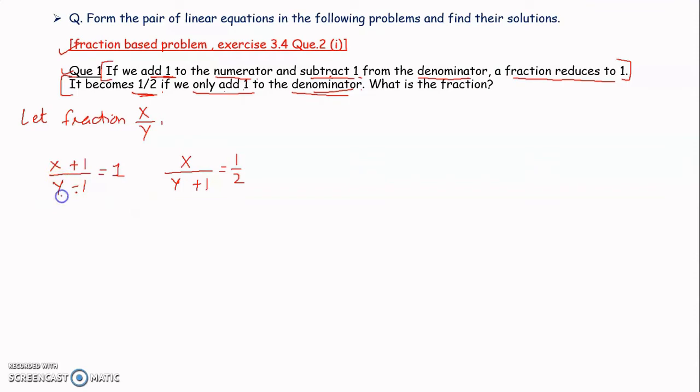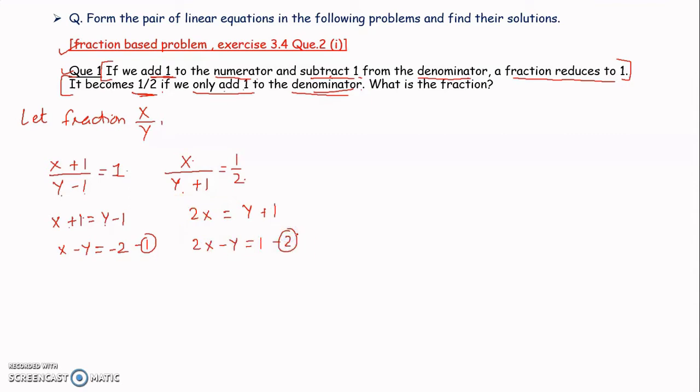First equation: here y minus 1 will multiply with 1, so we'll get x plus 1 equal to y minus 1. If you take y this side and plus 1 this side, we get x minus y equal to minus 2. This is our equation number 1. In the same way, here this 2 will multiply, we get 2x, and y plus 1 multiplied with 1 gives y plus 1. If you simplify it, you'll get 2x minus y equal to 1. So this is equation number 2.